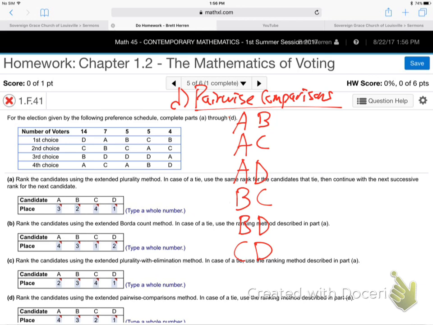Okay, so now we just got to see who wins the one-to-one matchups. So how do you do the one-to-one matchups? Well, you remember how to do this kind of thing?